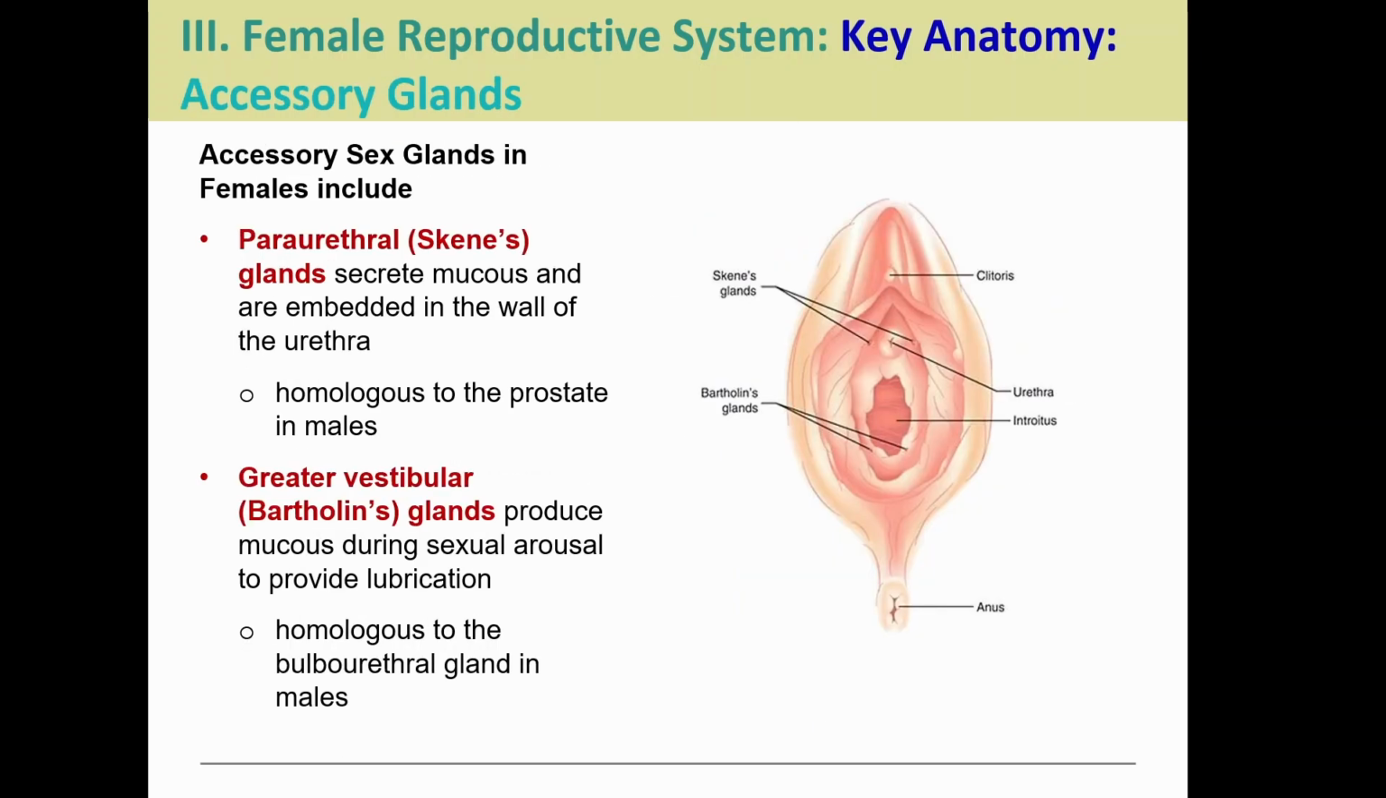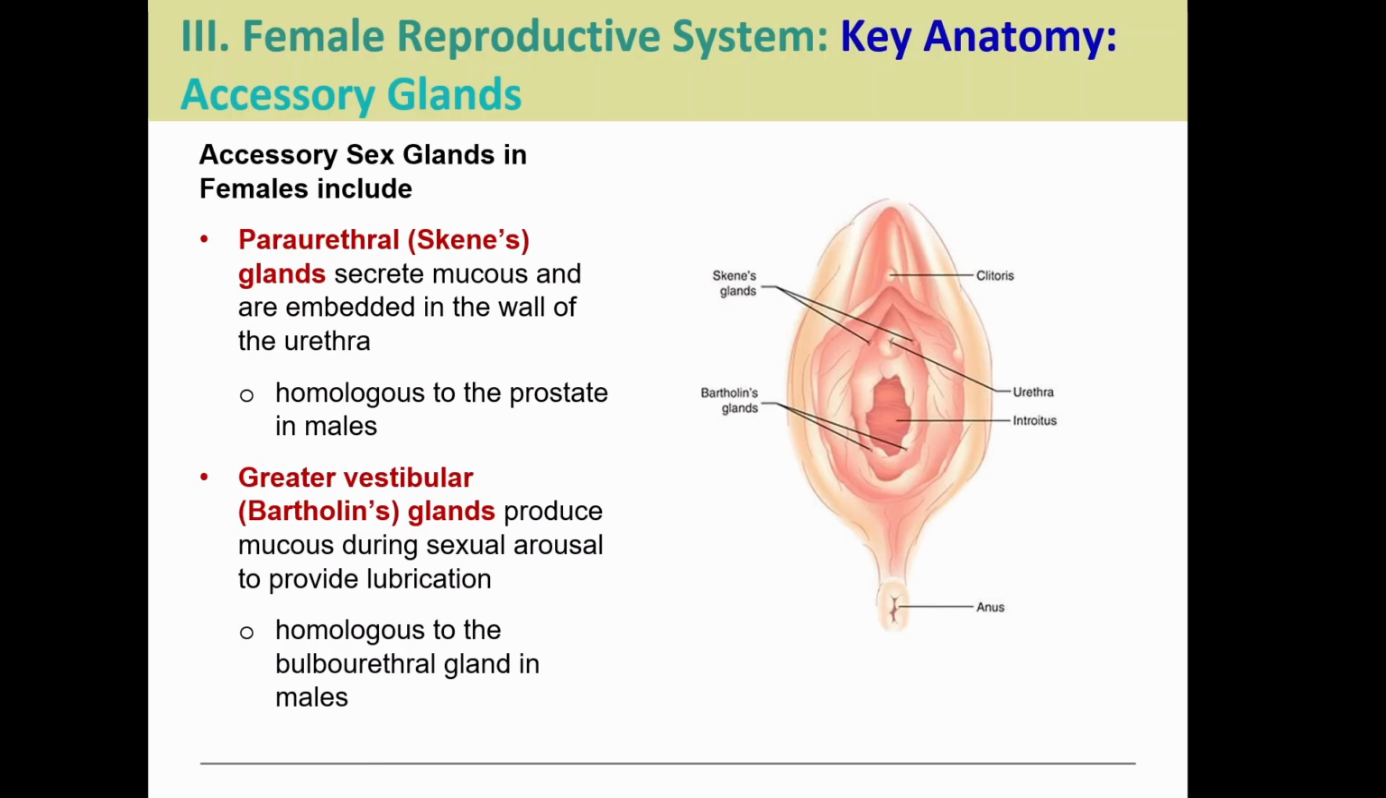Some of the other glands we find in the typical female reproductive system are things like the paraurethral glands, also called the Skene's glands. These are going to produce mucus and are found in the wall of the urethra. This is what we call homologous to the prostate in males. So this is coming from the same developmental tissue that males would use to develop the prostate. The greater vestibular glands, or the Bartholin's glands, are going to produce mucus during sexual arousal for lubrication. So this is going to help lubricate the vagina for sexual intercourse. This is going to be similar to the bulbourethral gland in males. So again, it's coming from the same developmental tissues.